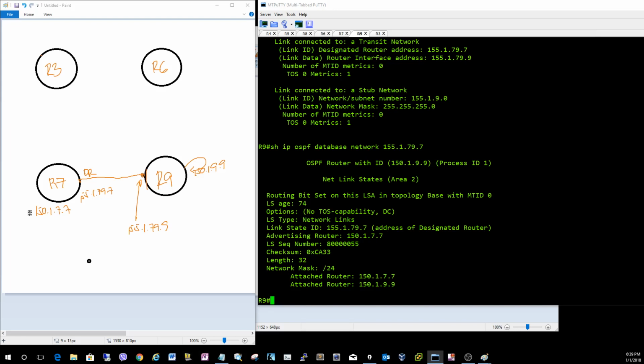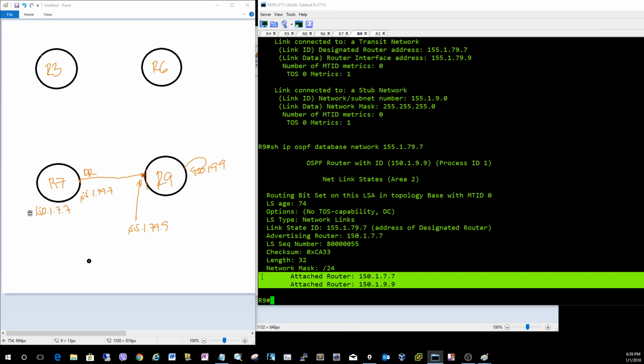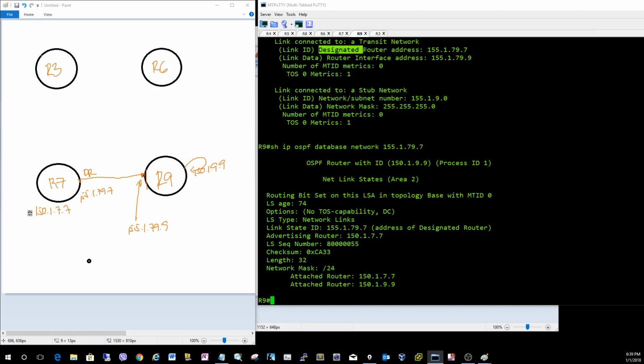And it's going to show us that on that link, which is this guy right here, that is the address of the designated router, which is 150.7.7. And on that particular segment, we can actually see that there are just two routers, whose router IDs are 150.1.7.7 and 9.9.